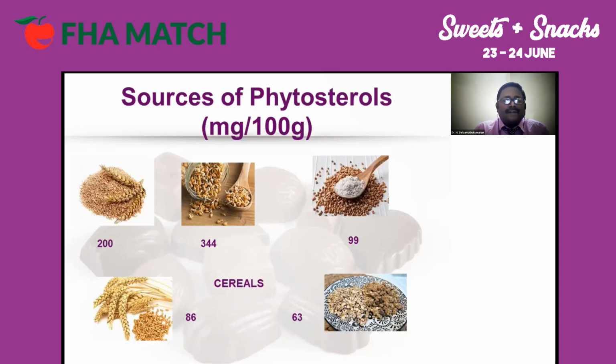So wheat bran also contains more phytosterols, that is 200, which comes second rank. First one is the wheat germ, 344 milligram per 100 gram. Second one is the wheat bran, that is 200 milligram per 100 gram. Third is the buckwheat flour, that is 99 milligram per 100 gram. Fourth is the whole wheat, that is 86 milligram per 100 gram. Followed by the fifth one, muesli, that is 63 milligram per 100 gram of plant sterols.